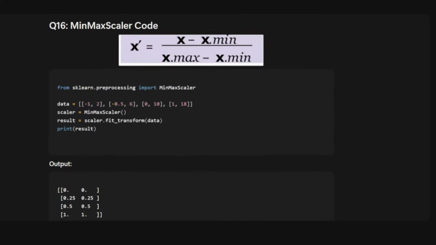Next thing is you have to write the Python code to apply min-max scalar on the given data set and write the expected output. And this question was asked for 7 marks.